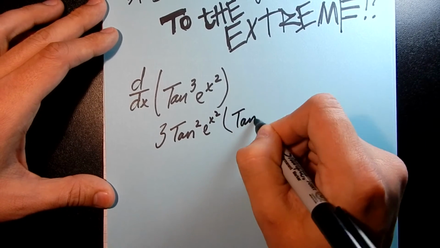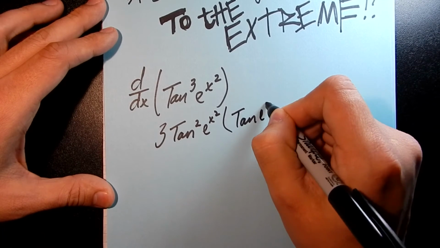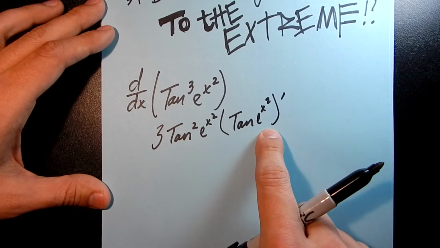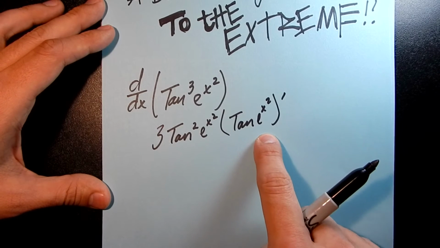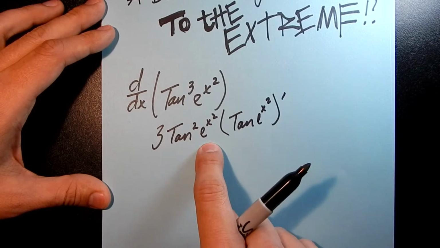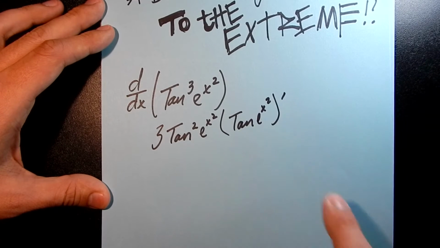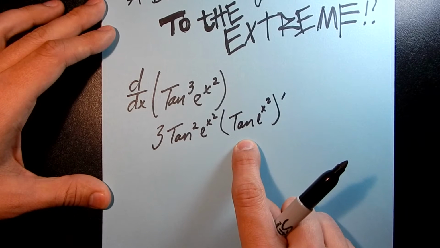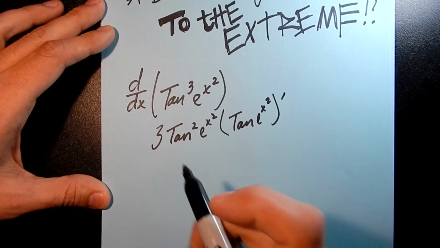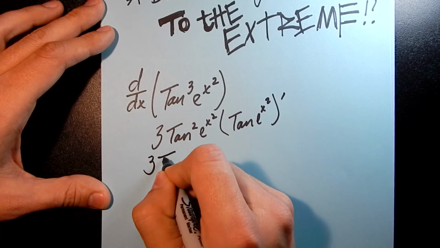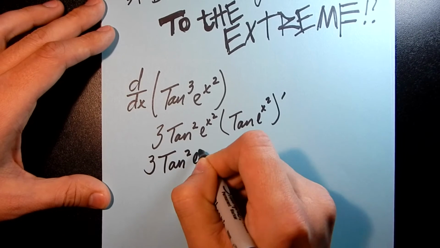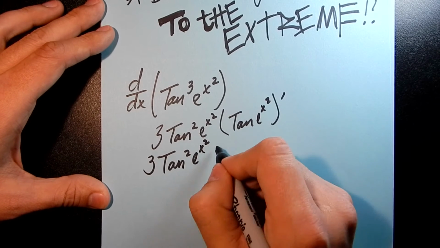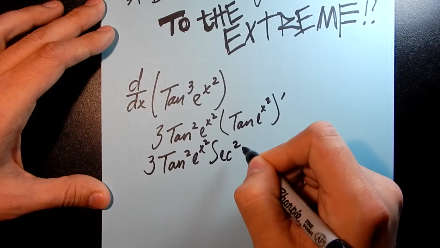So tangent of e to the x squared, and I have to think about the derivative of this piece. So that's our first chain rule part. This here is just power rule. This is our first chain rule part, so we have to find the derivative of that. Well, the derivative of tangent is secant squared. So this part, we've got 3 tangent squared e to the x squared, and derivative of tangent is going to be secant squared e to the x squared.